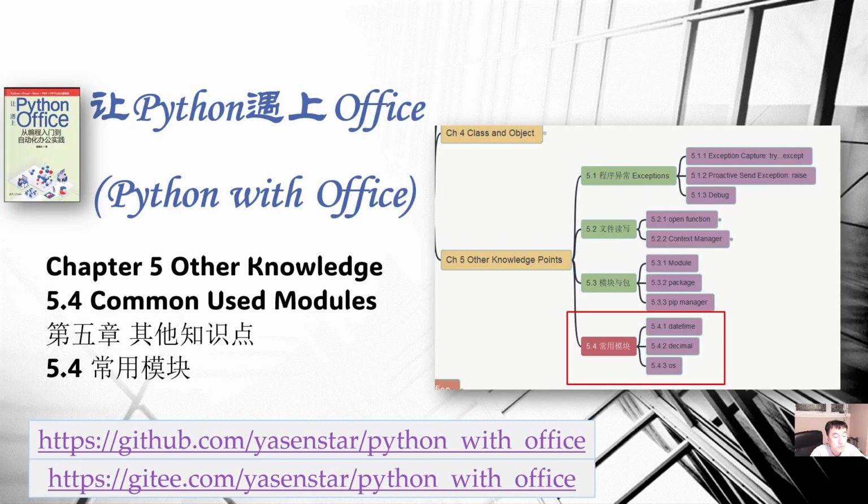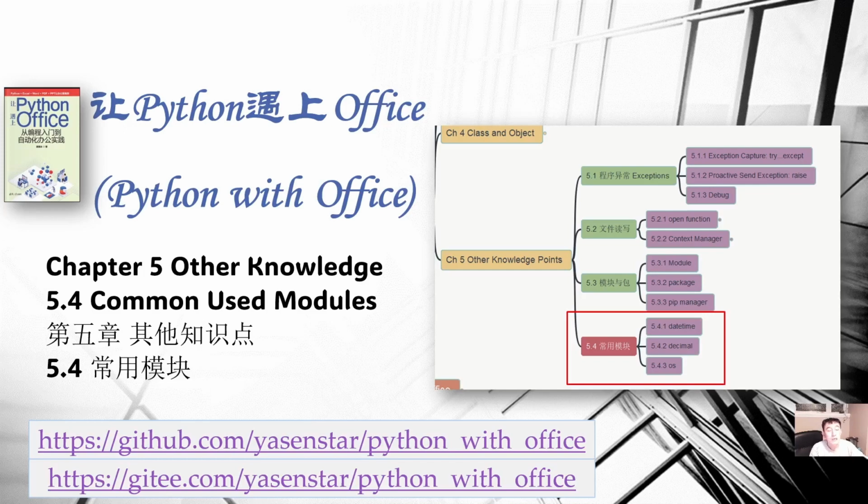In this video, we move to 5.4, talking about some often used modules in Python. In the mind map, you can see it's mainly talking about three major modules. One is datetime, second is decimal, third is OS, the operating system.